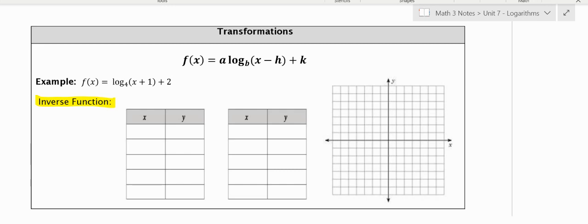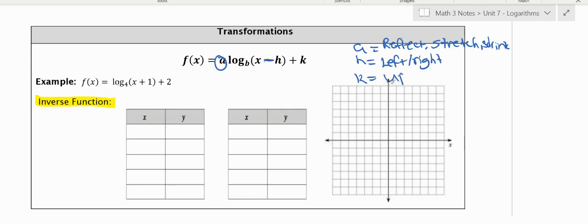So same deal that we saw before. Our a, h, and k do the same things they've always done, right? Our a can reflect a graph. It can also stretch or shrink. So nothing new. Our h can move graphs left to right. And remember, you always take the opposite because the subtraction is part of the formula. And the k can move it up and down.